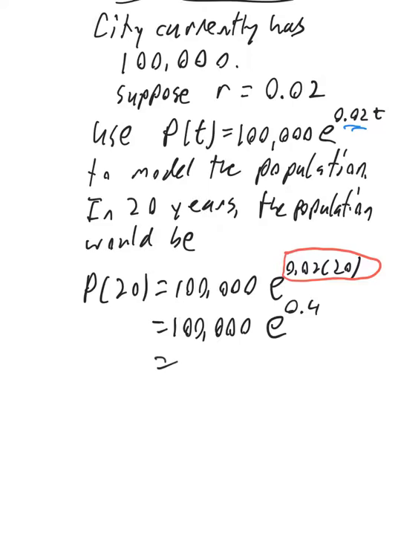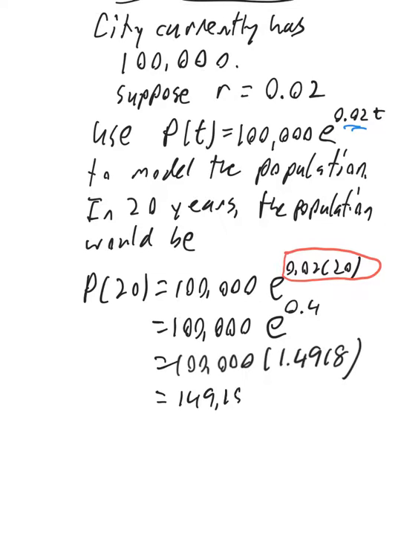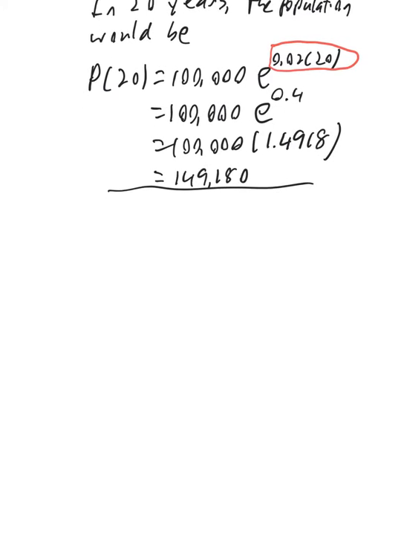that value there. I'm just going to wander over to my calculator here. 0.4 e to the x. So we're going to get 100,000, and that's about 1.4918. Okay, rounding a little bit. So that's going to be 149,180 or so. All right. Now let's do one other example.